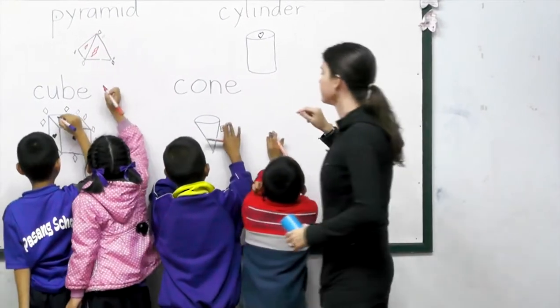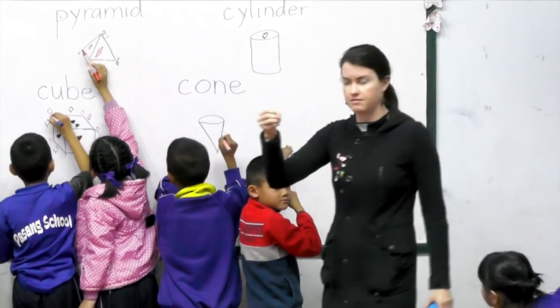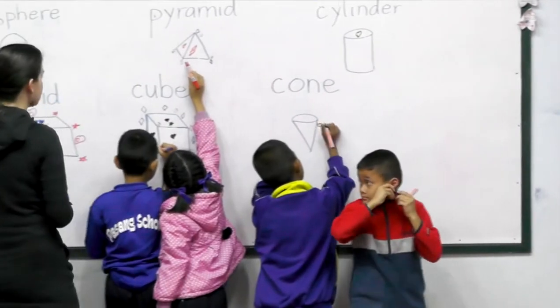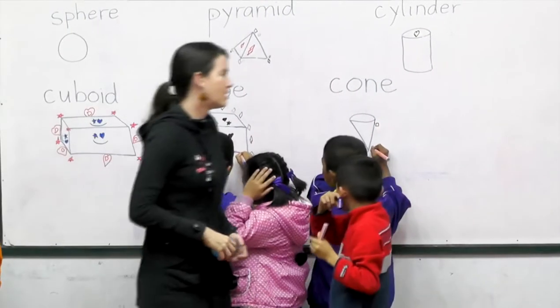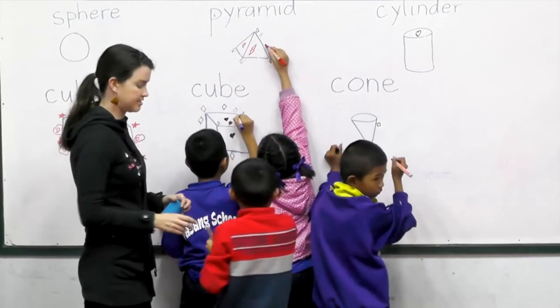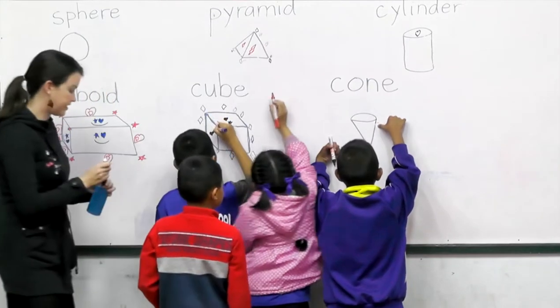What about our cone? Do we have any edges on our cone? Think about an ice cream cone. Good job. No. We don't really have any edges on an ice cream cone. Good job, friends. Some of you got a little trick question there.